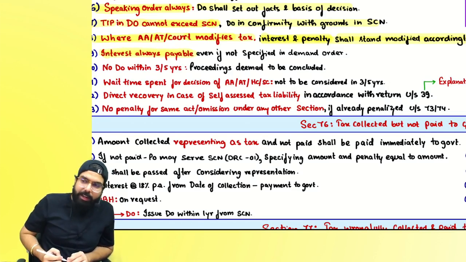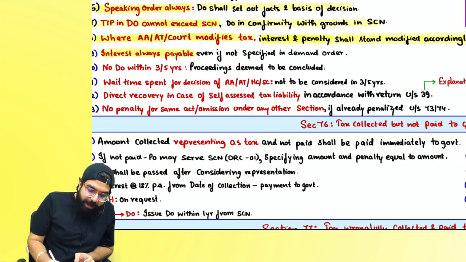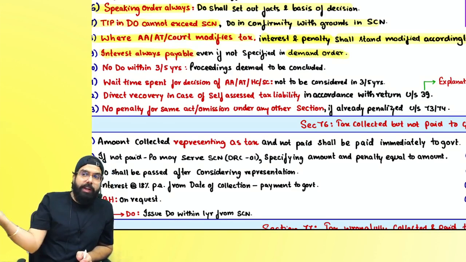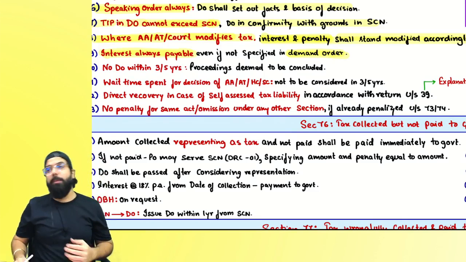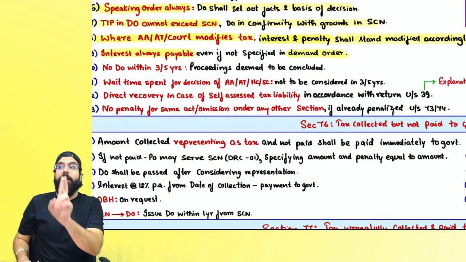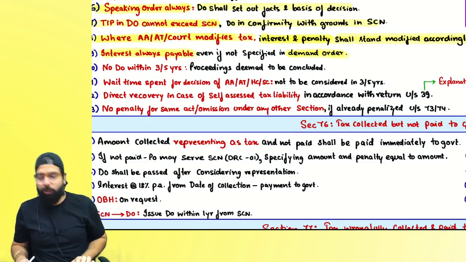Interest is always payable even if it is not specified in the demand order, but remember interest can't exceed what is told in the show cause notice. Penalty always has to be demanded. Interest, even if not demanded, has to be paid, but penalty has to be paid only if demanded.